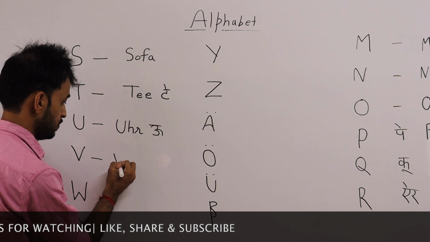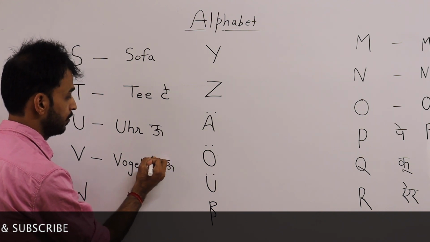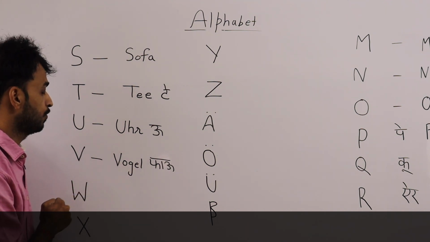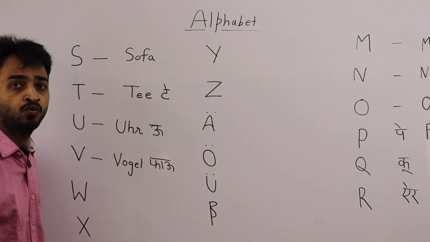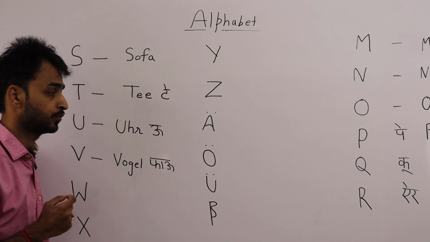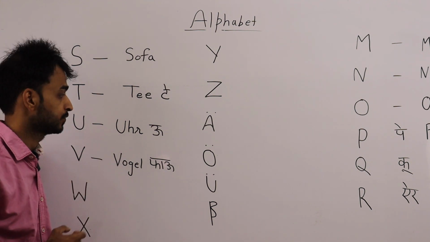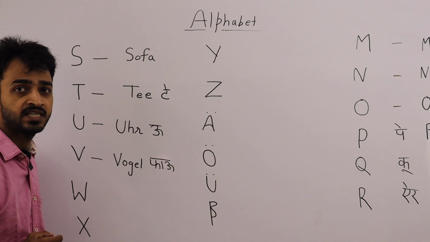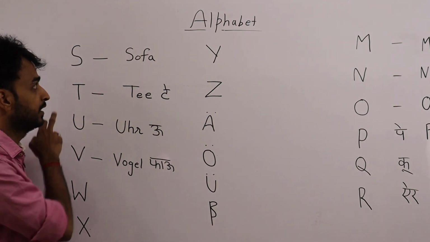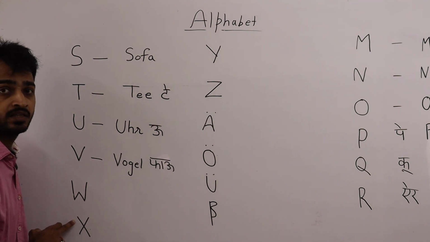V, Vogel. Vogel means bird. Now look at the sound. V gives the sound of F. Fau. And the word is Vogel, bird. Uhr. We don't pronounce the R. Uhr means watch. Tee means tea. And this is S. Then U, V.